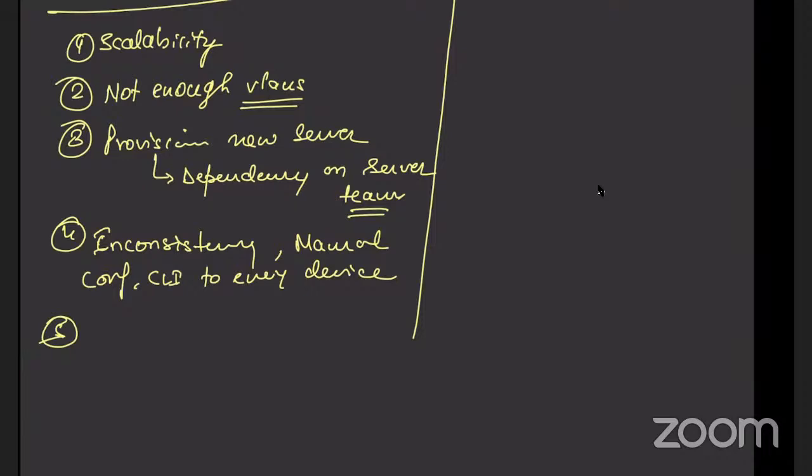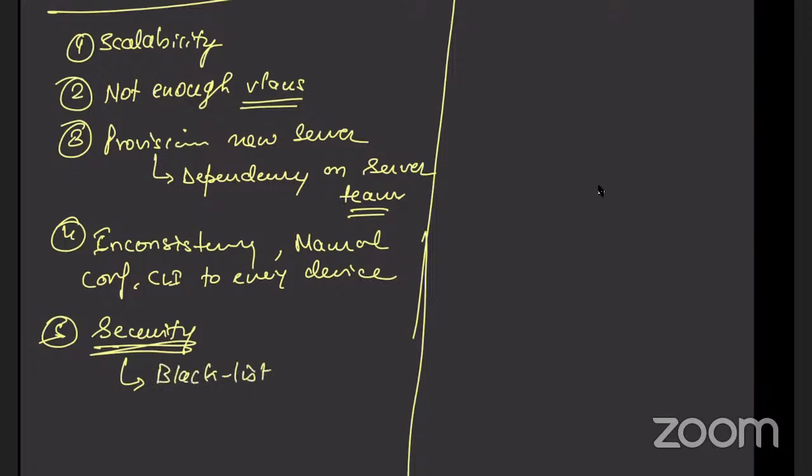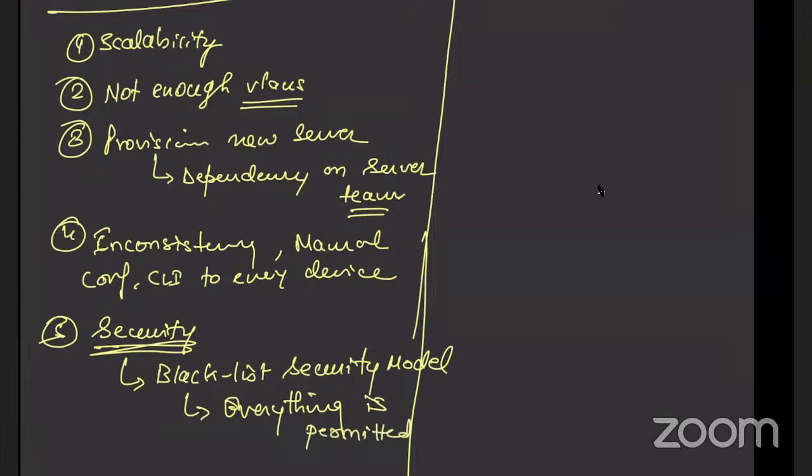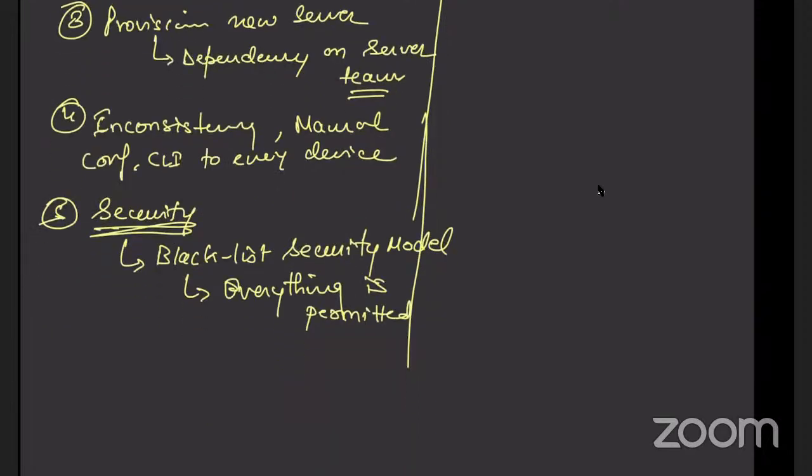Security controls. What is the issue with security? We will not be able to restrict which servers, because by default it runs on the blacklist security model. What is the blacklist security model? It means everything is permitted by default. I'm talking about routers and switches, not firewalls. A firewall is a whitelist security model, which does not permit traffic by default. So this is the issue.